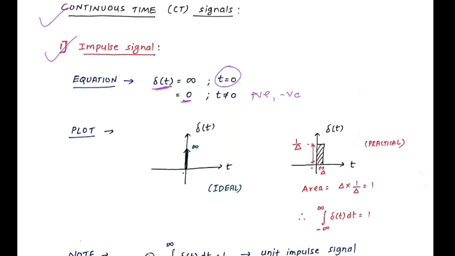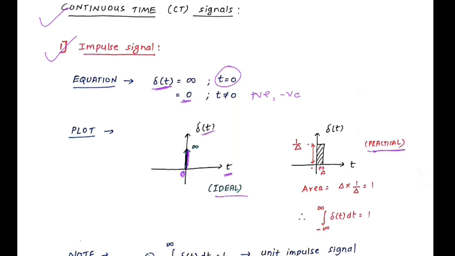So now this is interesting. If you plot this graph, so again we have the time, so at x-axis we have t as the variable, in the y-axis we have delta of t. So we are plotting at t is equal to 0, our amplitude is infinite. Now this is the ideal condition. Practically we never get infinite, we will get some value.